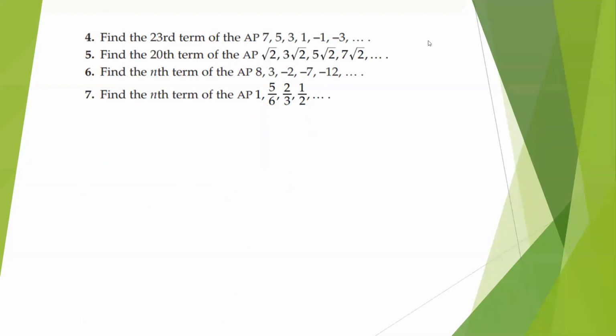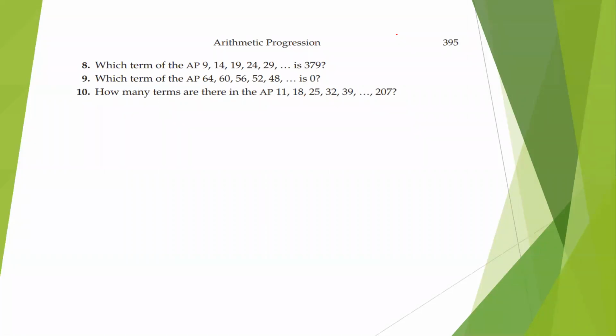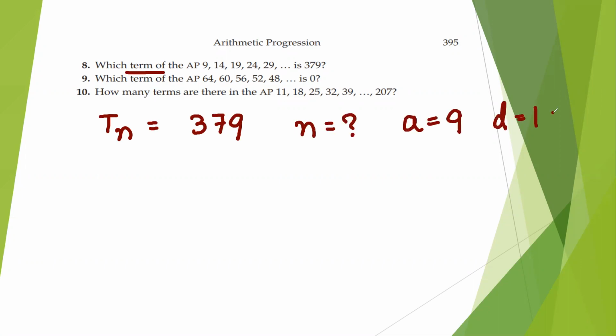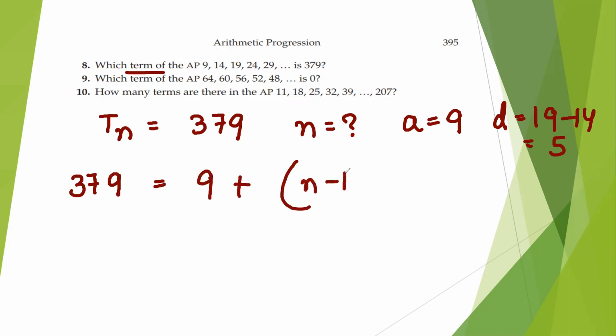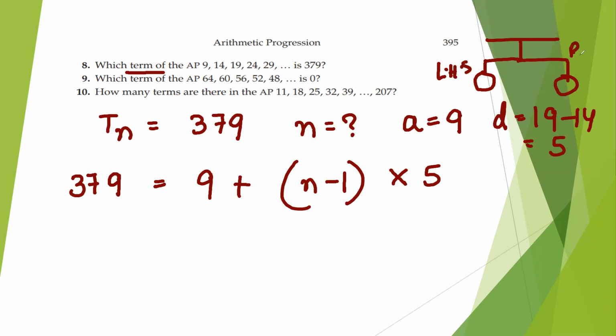Let's see another question. So here it says, which term of the AP is 379? So which term of the AP? That means Tn is given as 379 and you have to find n equal to what? A is given 9 and D you can find out, 19 minus 14, that gives you 5. So just substitute 379 equal to A plus (n minus 1) times D. Now this is like an equation. An equation, you know, is like a balance. Whatever you put on the left hand side, the same thing you have to put on the right hand side.